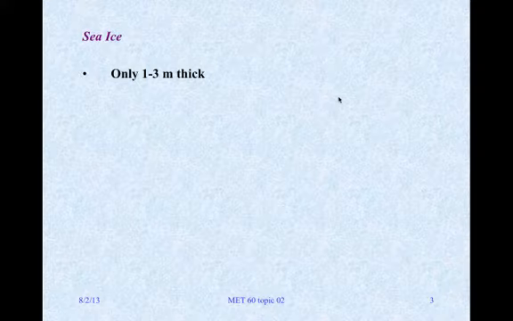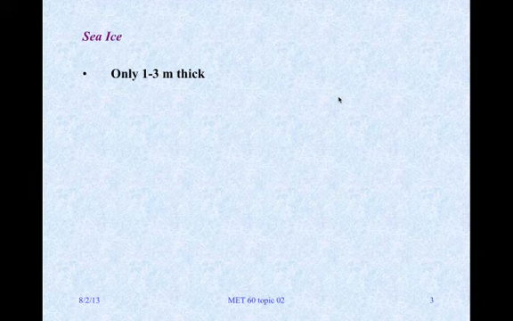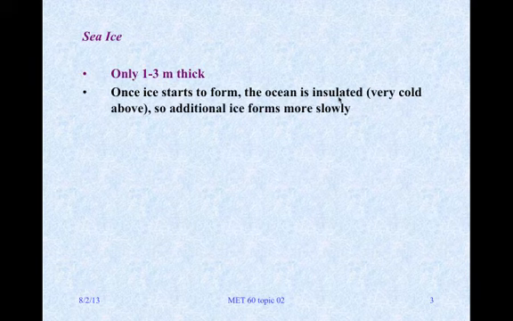Let's talk a little bit about sea ice, and again we're talking mainly about ice up at the North Pole and around Antarctica. Sea ice is not very thick. Actually, when it forms, it's not very thick at all, but it can thicken up during the winter. So typically only 1 to 3 meters thick. And it's very good at insulating the ocean. So once ice begins to form, then additional formation is slowed down tremendously.